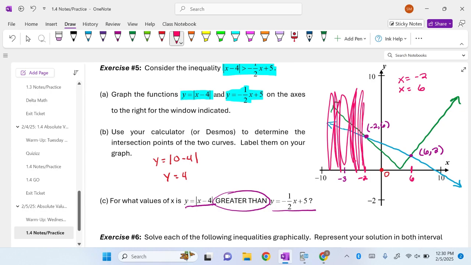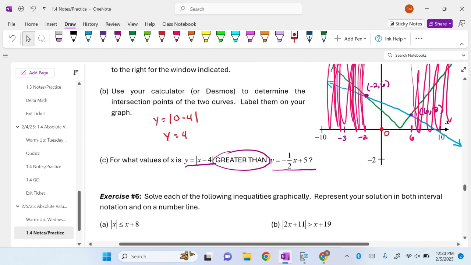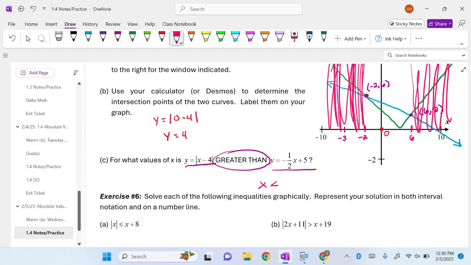What about 6? Would I shade to the left or the right of 6 to make the absolute value y values bigger than the linear ones? To the right. So if we wrote this as a solution, we would write x has to be less than negative 2, or x has to be greater than 6 in order for our absolute value graph to have a greater y value than our linear graph.